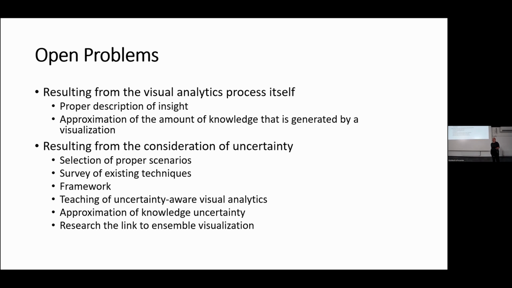We don't know what's going on in the human brain. We need an approximation of the amount of knowledge that is generated by a visualization, which goes in the same direction. So that's also something that we really have to research. And then there's the other class of problems that's more resulting from the consideration of uncertainty. And here the problem is, when do we actually need this uncertainty-aware visual analytics cycle? There are problems where we do not need that. We have to be fair at that point. But what are they? We need a survey, as I said, we're working on that, of existing techniques so that people know that's what I can exchange and that's how I should exchange it.